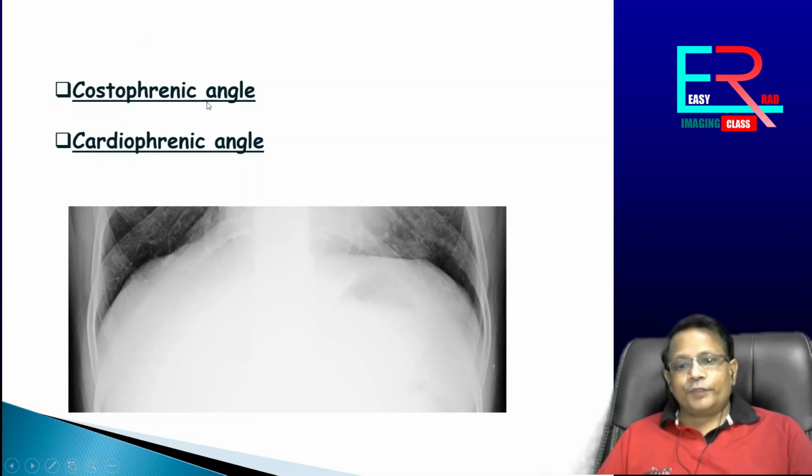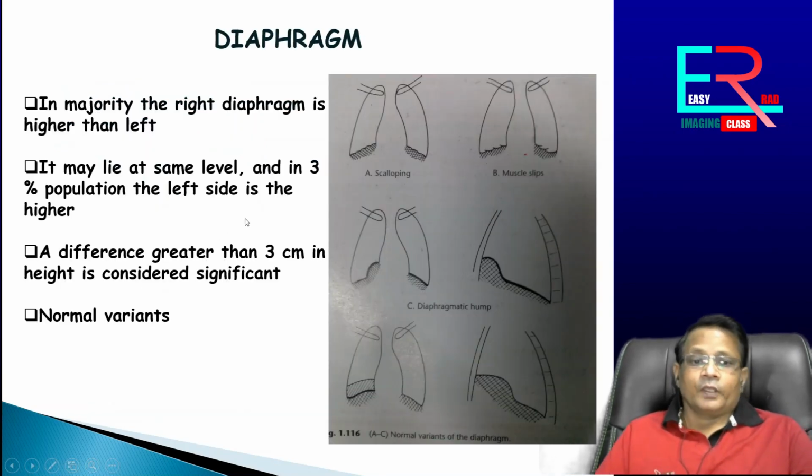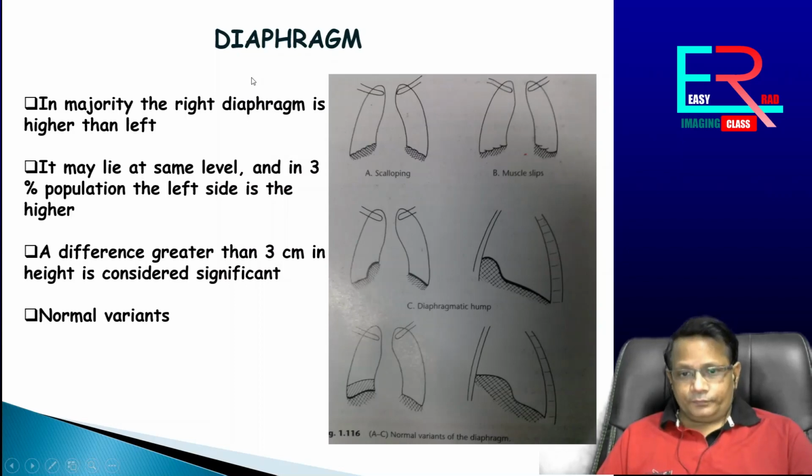Always look at the costophrenic angles and the cardiophrenic angles. See, the costophrenic angle is made between the costal wall and the diaphragm. The cardiophrenic angle is between the cardiac shadow and the diaphragm shadow. Then come to the diaphragm.